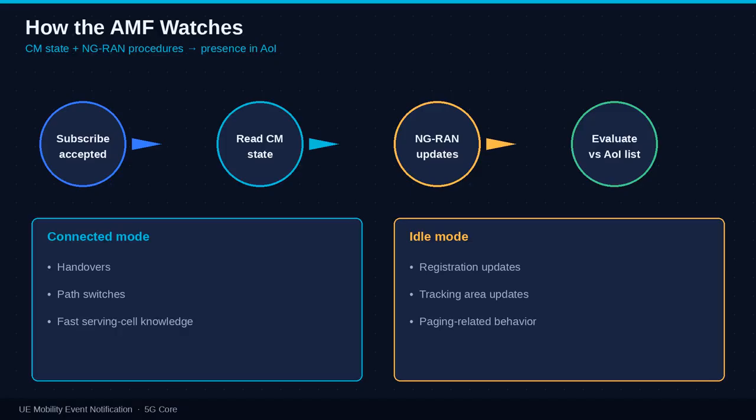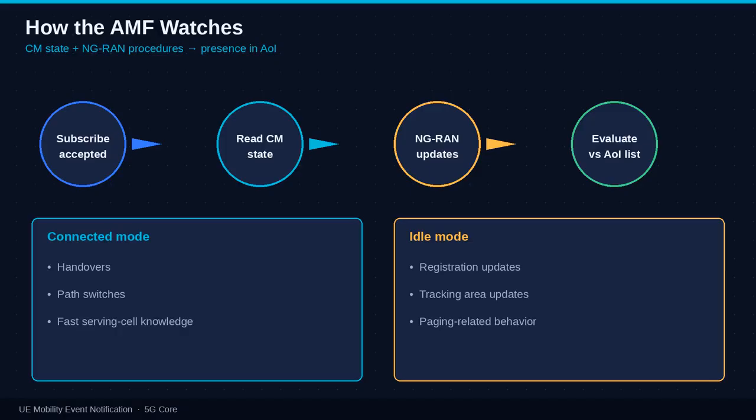The AMF has to interpret mobility evidence in light of that state, not pretend every device is always in a continuous connected trace. NG-RAN procedures are the radio access machinery on the next-generation radio access network, the 5G RAN. They are how cell and node-level reality reaches the AMF. The AMF does not invent location. It fuses core mobility context with RAN sourced updates, then evaluates presence against the subscribed AOI list.